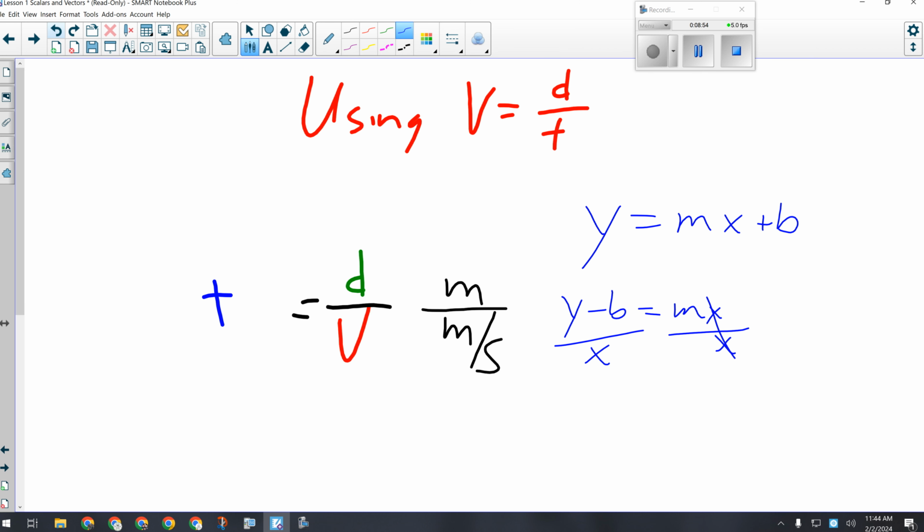You can always double check your algebra by doing a unit analysis. When I put D over V, I've got meters divided by meters per second. Will that leave me with seconds? Are those the units I should get for time? They are. So you can always double check by doing a unit analysis to see if you've done it right.